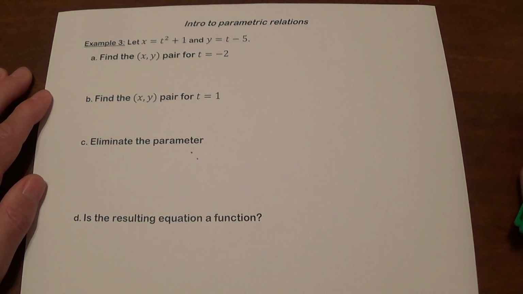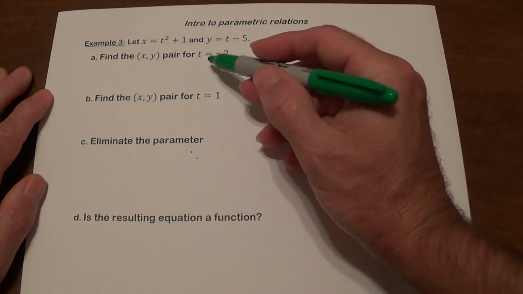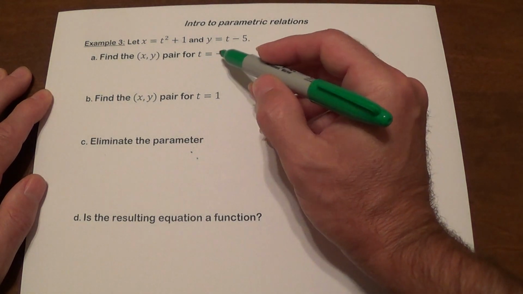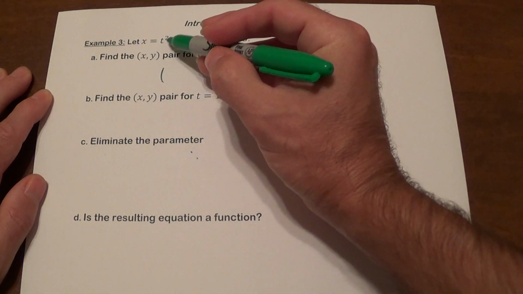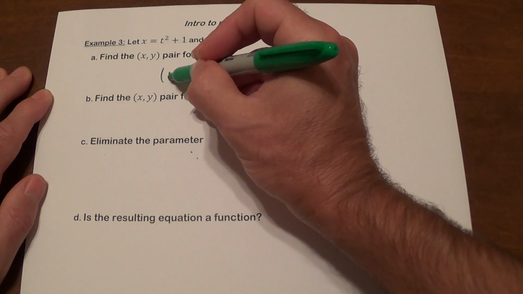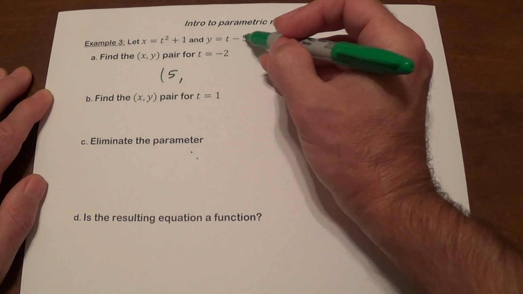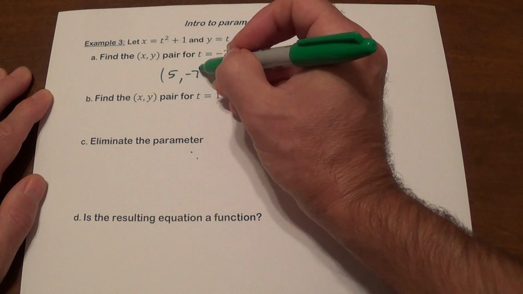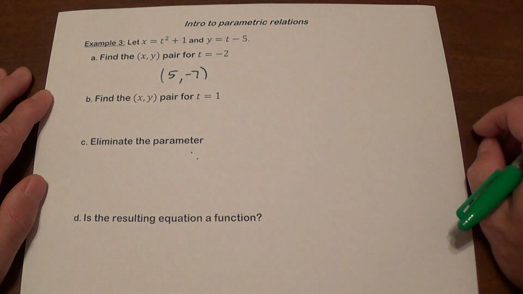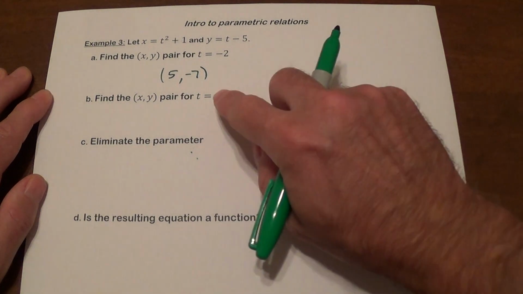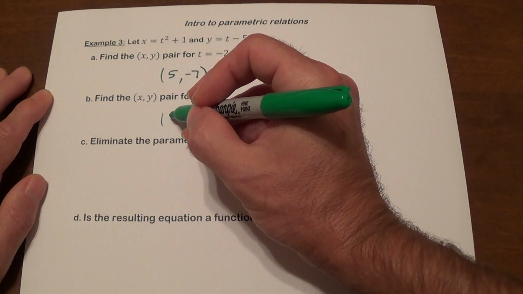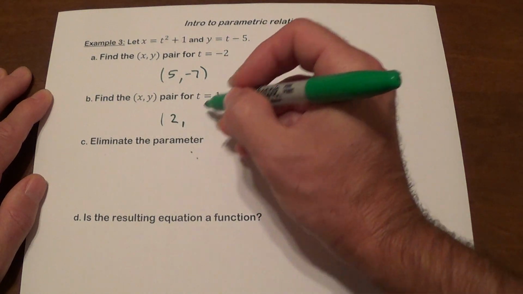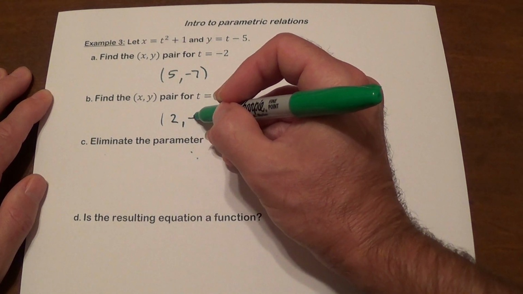Next, we have x equals t squared plus 1 and y equals t minus 5. We're going to use these values. T is negative 2. That means x is negative 2 squared plus 1, which is 5, and negative 2 minus 5 is negative 7. When t is 1, substitute it here: 1 squared plus 1 is 2, and then 1 minus 5 gives us negative 4.